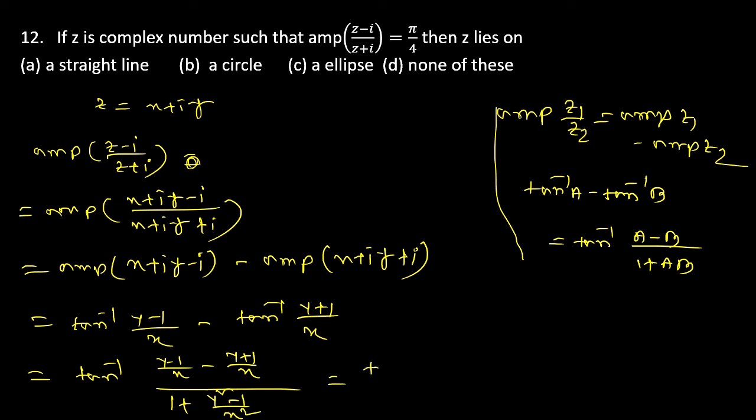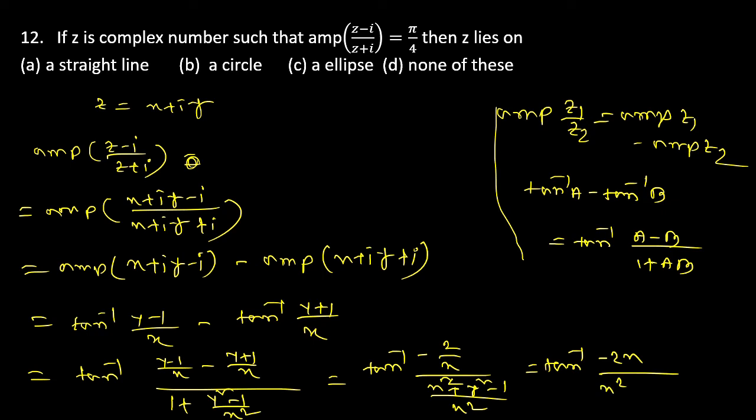This will be tan inverse of minus 2 by x by x square plus y square minus 1 by x square. That is tan inverse of minus 2x by x square plus y square minus 1.